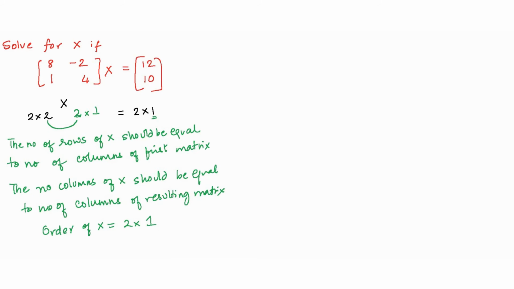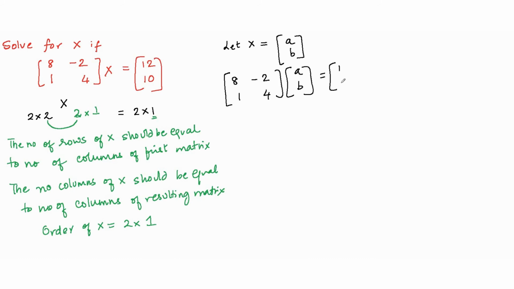And because the order of x is 2 by 1, I would say let the matrix x be a 2 by 1 matrix, which means 2 rows and 1 column. So let the matrix x be [A, B]. So now I have [8, -2; 1, 4] times [A, B] is equal to [12, 10]. So let's perform the matrix multiplication. We get 8A - 2B and 1A + 4B, which is equal to [12, 10].